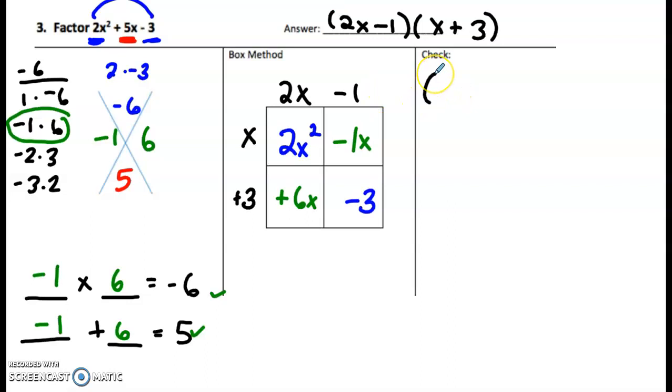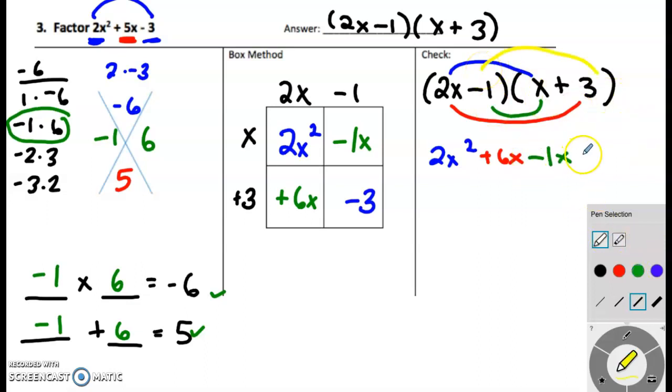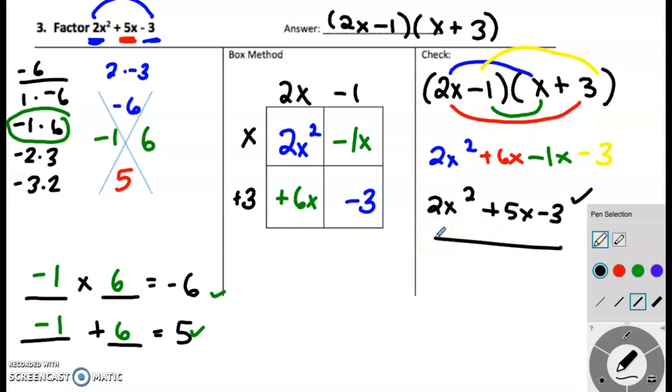Now, we do check just because we want to make sure we have the right answer. So when I check this, I'm going to have 2x squared, and then I have a plus 6x minus 1x, and last but not least, minus 3. And when I compare that with the original problem, I get 2x squared plus 5x minus 3. And we have the right answer.